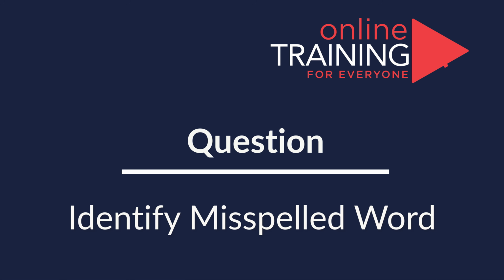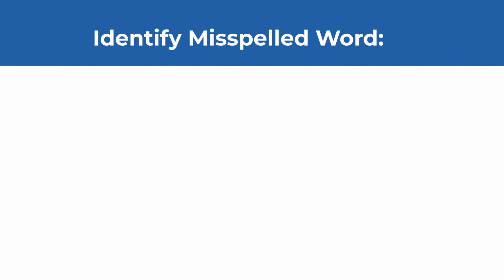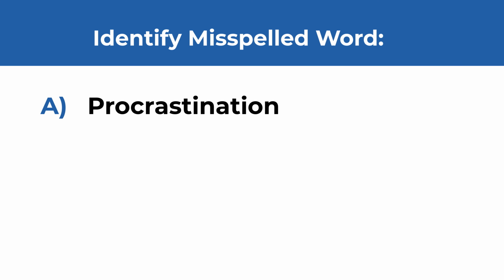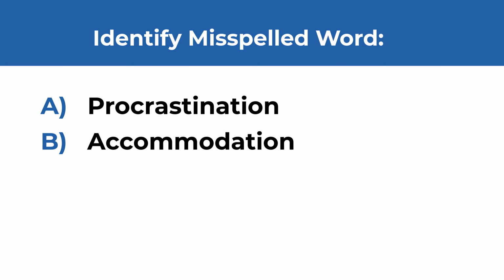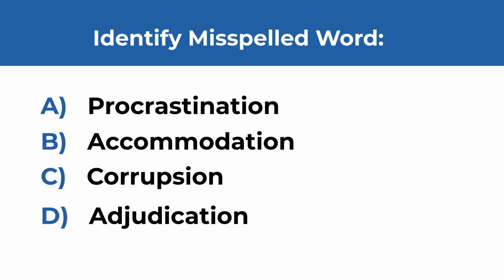Here's the test question where you're presented with 4 different words, and you need to identify the word which is misspelled. The first word you see on the screen is procrastination. The second is accommodation. The third one is corruption. And the fourth one is adjudication.